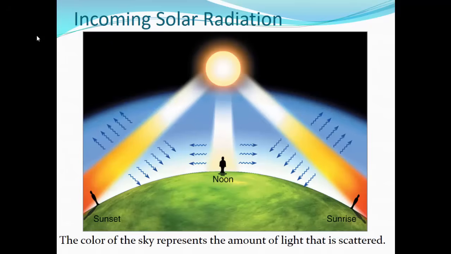But early in the morning and late in the afternoon, closer to sunrise, the blues are scattered out, and then the yellows and the reds begin to be scattered out. And that is why your sunrise and your sunset tend to look reddish, because more of the white light of the sun is being scattered by the atmosphere.